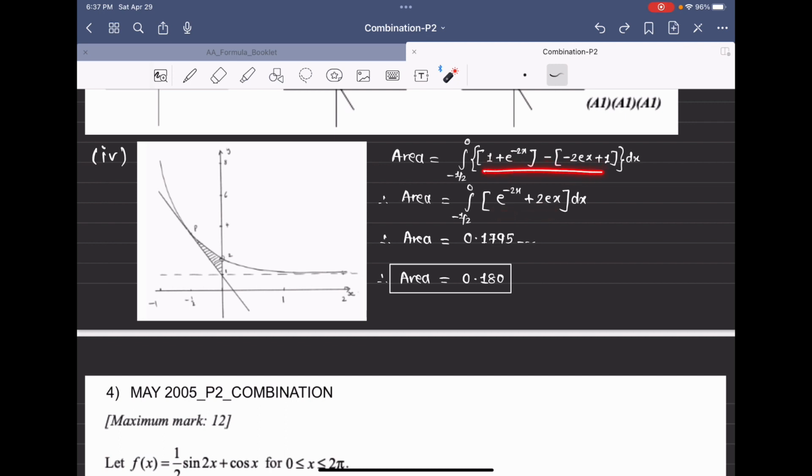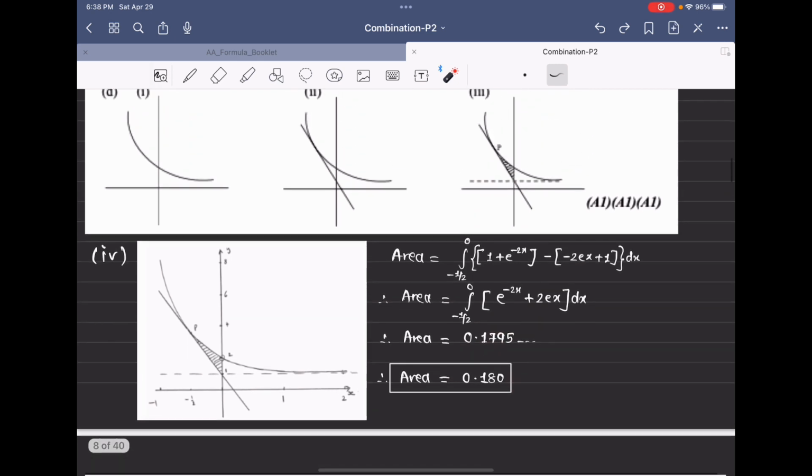You can directly type this with lower limit -1/2, upper limit is 0, still you will get the answer, but I am just simplifying this. You can skip this step. So when you type this, you will get the answer 0.1795..., or whatever the answer you see on a calculator, and then you finally round off to 3 significant figures. 0.1795, the digit after is 5 so the 7 becomes 8, so 0.180 is your final answer. Thank you.